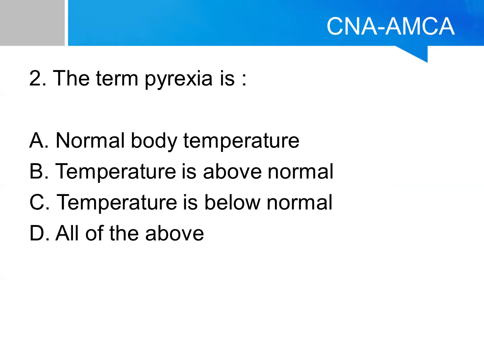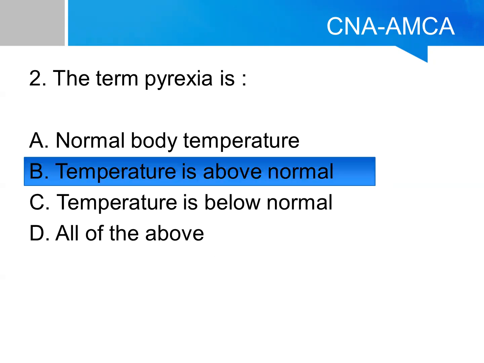Question number 2. The term pyrexia is A. Normal body temperature. B. Temperature is above normal. C. Temperature is below normal. And letter D. All of the above. What is the correct answer? Letter B. Temperature is above normal.